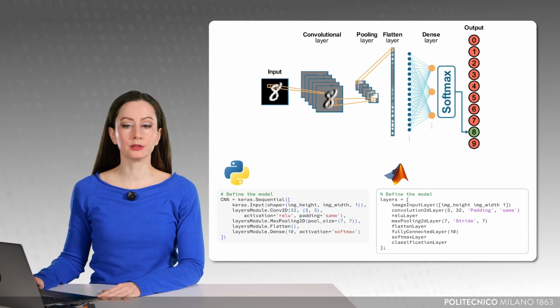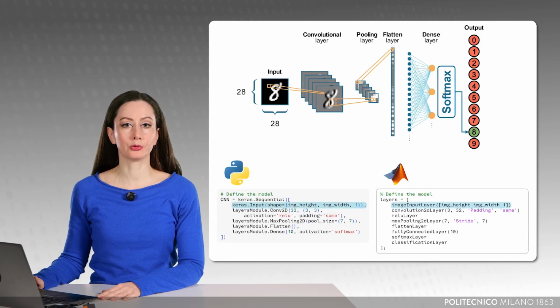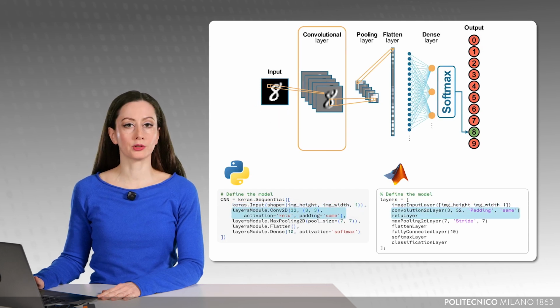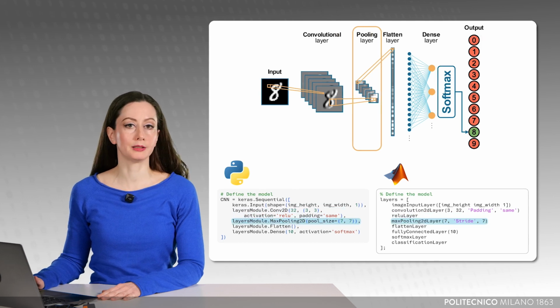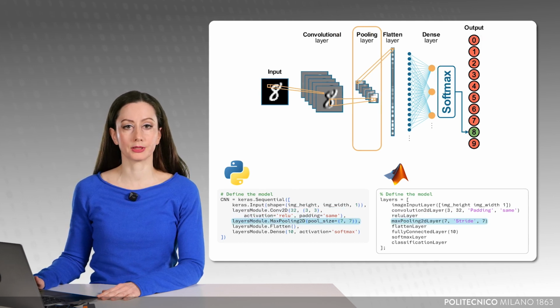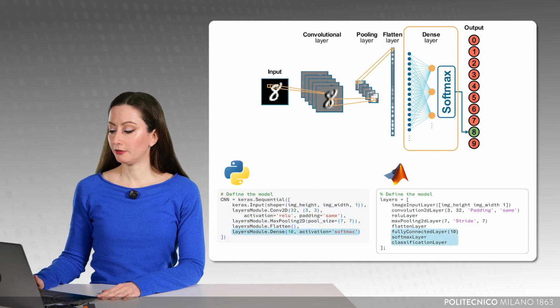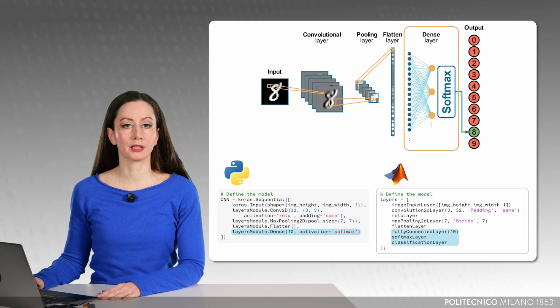The main steps and ingredients are similar in the two libraries. First, we define the size of our input images, height and width in pixels. And then we define the convolutional layer. In our example, we use 32 filters of size 3 by 3 using padding. The max pooling layer is then defined by the size of the pools, in our case, 7 by 7. Then we have the flattened layer, and finally the fully connected layer. We specify the number of outputs, 10 in our case, and the choice of the softmax activation function.